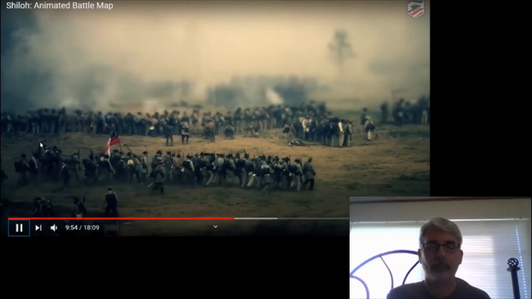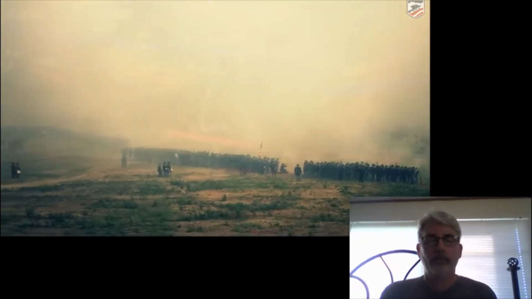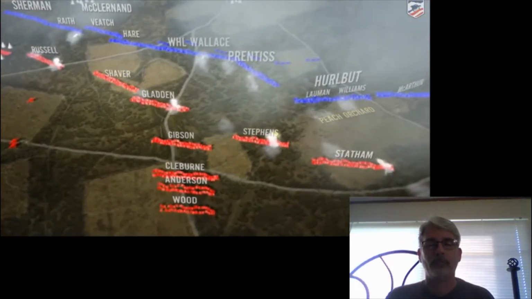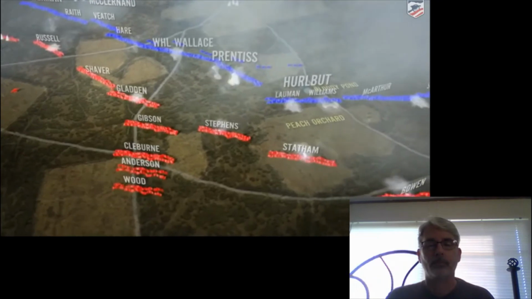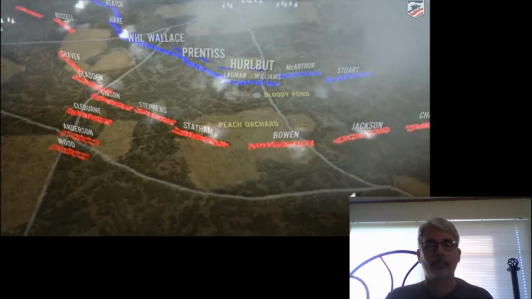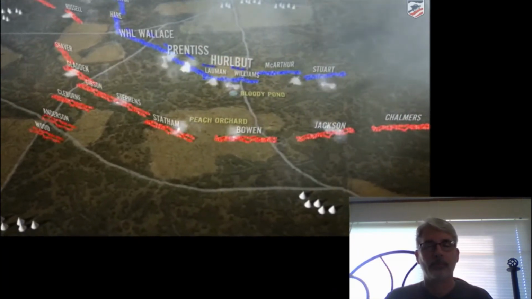Confederate brigades on Johnston's right make repeated attempts to dislodge Stephen Hurlbut's division from a blooming peach orchard just south of a pond where the dying crawl for a final drink. By 2 o'clock, Hurlbut's line begins to give after Johnston personally rallies his brigades to attack en masse.